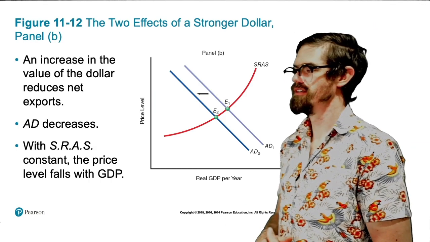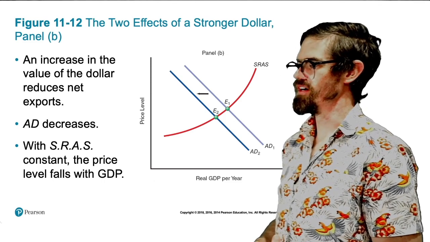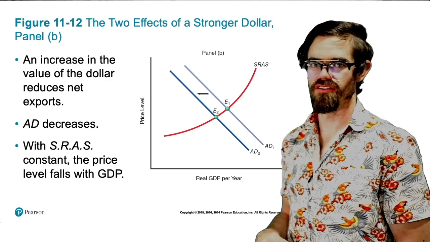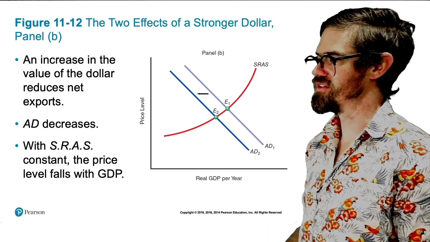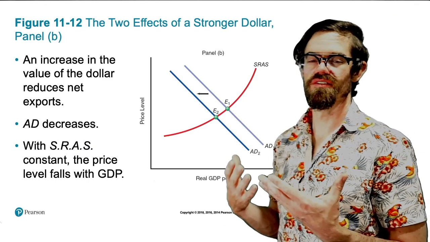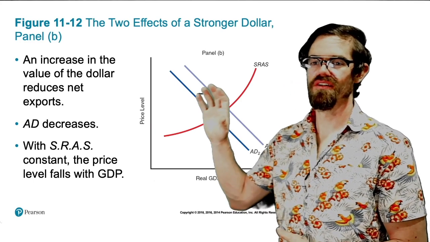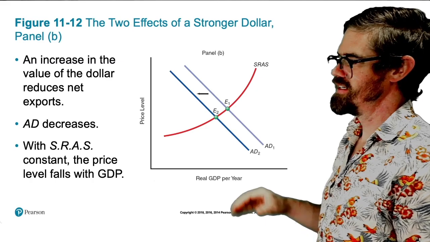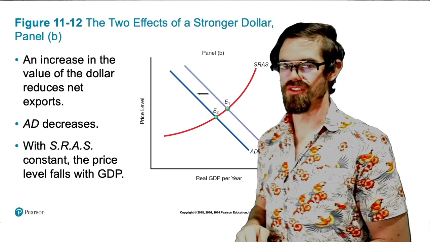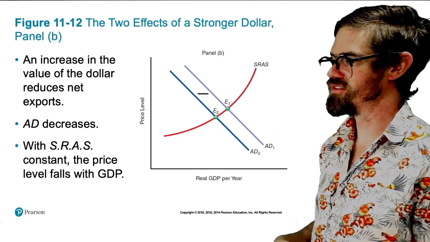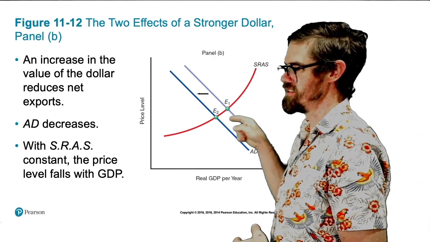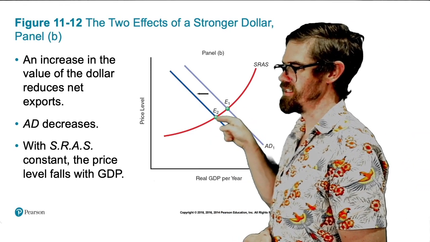On top of that, an increase in the value of the dollar reduces net exports. So this is a demand side effect of the change in the value of the dollar. Since our dollar gets more valuable, it makes it harder for foreigners to buy our stuff, and so it causes a decrease in the demand for our goods from foreigners. So aggregate demand decreases, which brings price down and real GDP down.